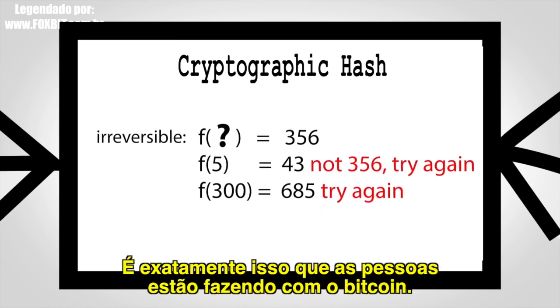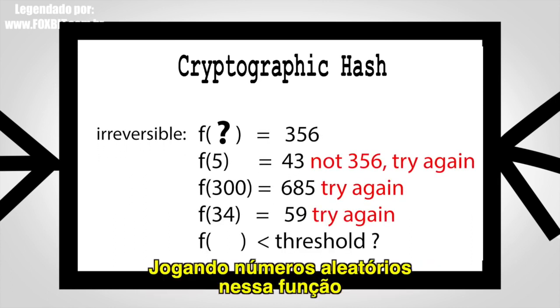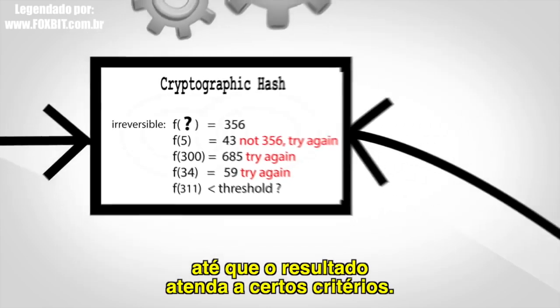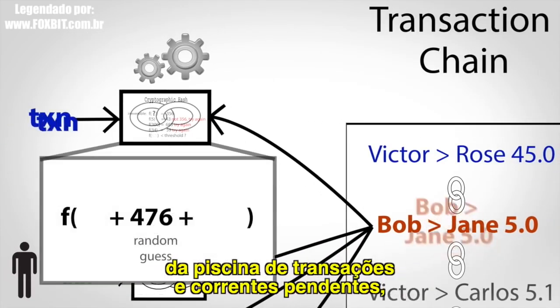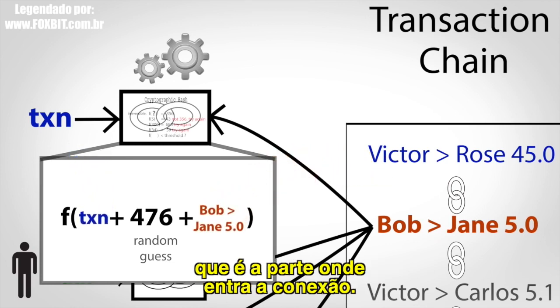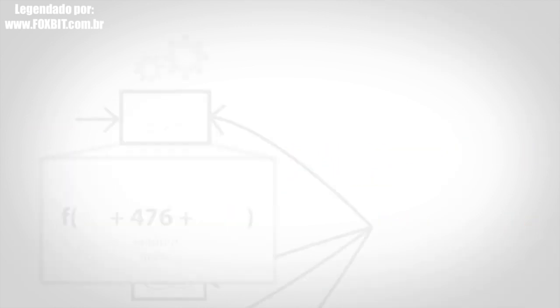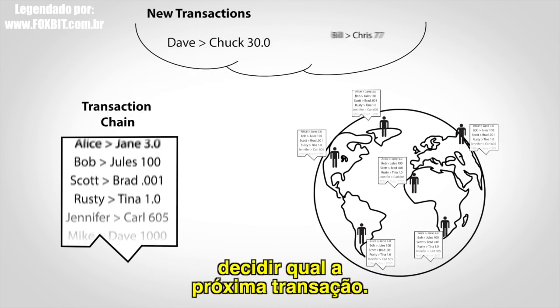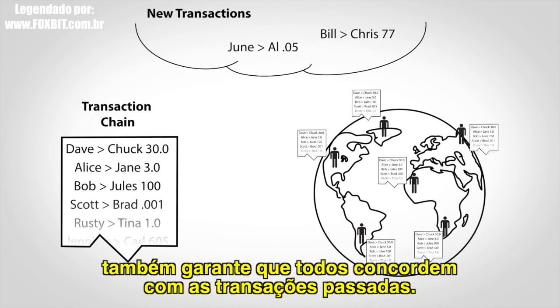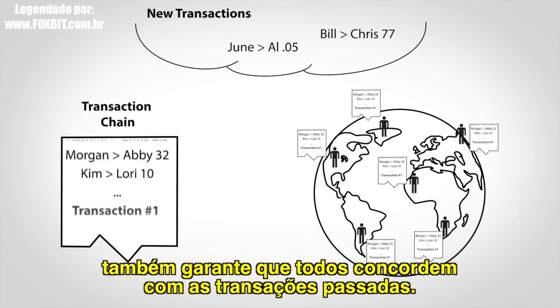And this is literally what people are doing in Bitcoin, feeding this function random numbers until the output meets certain criteria. Besides a random guess, you also input a transaction from the pending pool and chain, which is where the linking part comes in. So the lottery provides a way for the entire world to decide which transaction is next, but the math behind it also helps ensure everyone agrees about past transactions too.